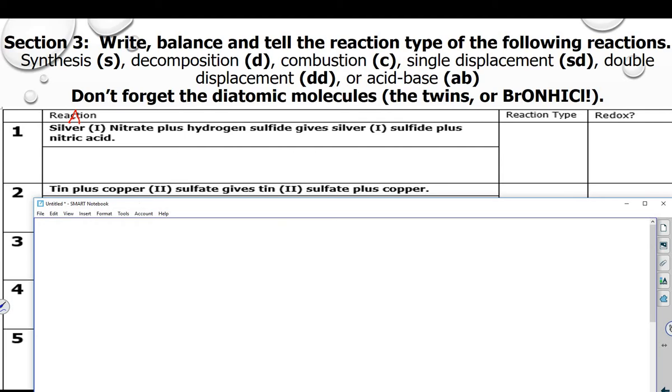Remember, the Roman numeral tells me the charge on copper, not how many coppers I have. You've got to look at what it's with to see what the charge is, because it's in the lower P. Still can be seen, so we're good.